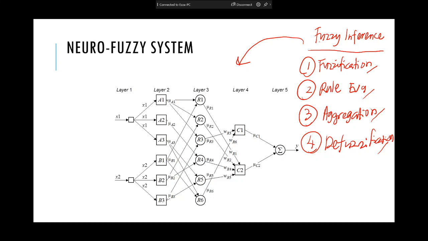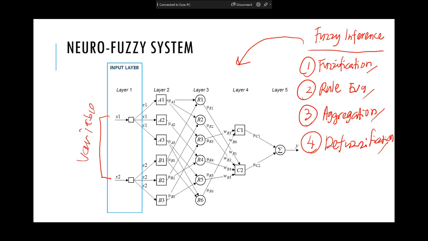So in here we have 5 layers. Layer 1 will represent the input layer. If you take a look here, you have x1 and x2. So these represent the fuzzy variables. Say here you got two variables. For example, we have temperature and also another one possibly being blood pressure.